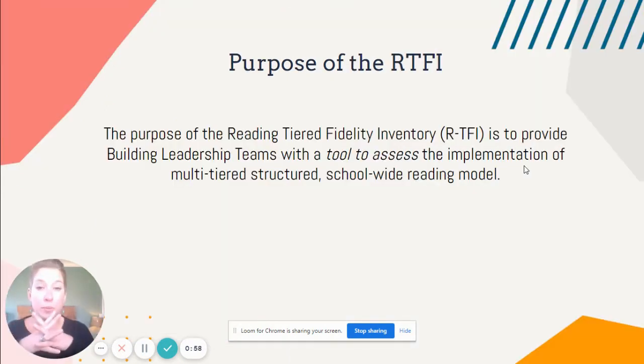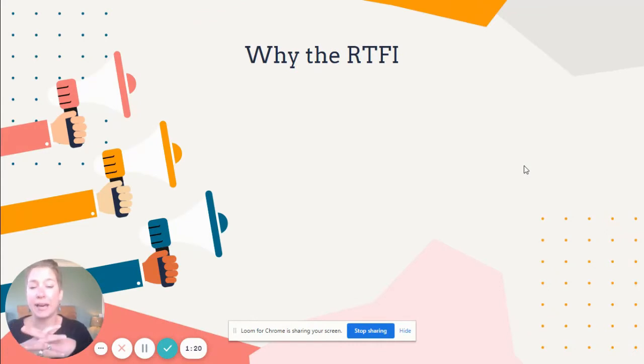So the purpose of the RTFI really is to provide your building leadership teams with a tool to assess how your multi-tiered system of supports around your school model for reading can be evaluated. So it's going to pull apart different things. And the reason why we have this is because of some of the foundational things that we know about reading.